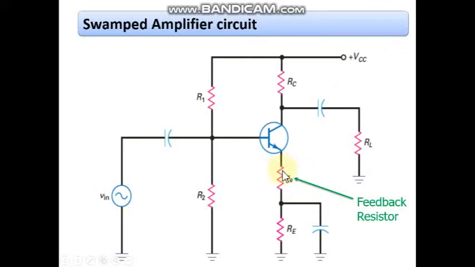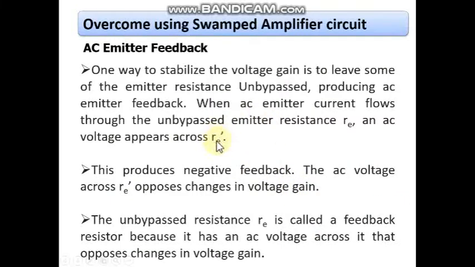Your previous circuit was without this RE. Now we are keeping some of the emitter resistor unbypassed. So say we are adding some resistor here, it will act as a feedback resistor and it is unbypassed. So whenever AC current flows through this, some AC voltage appears across this RE. So here it is RE.